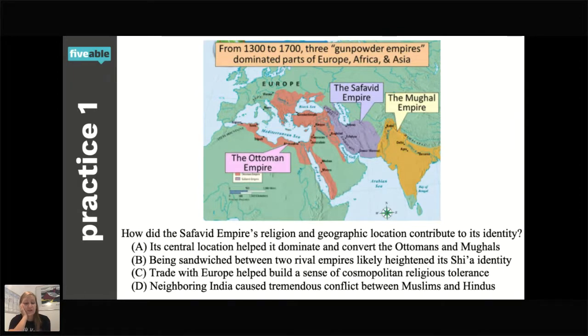A, its central location helped it dominate and convert the Ottomans and Mughals. B, being sandwiched between 2 rival empires likely heightened its Shia identity. C, trade with Europe helped build a sense of cosmopolitan religious tolerance. Or D, neighboring India caused tremendous conflict between Muslims and Hindus. So answer in comments is number 1, A, B, C, or D.